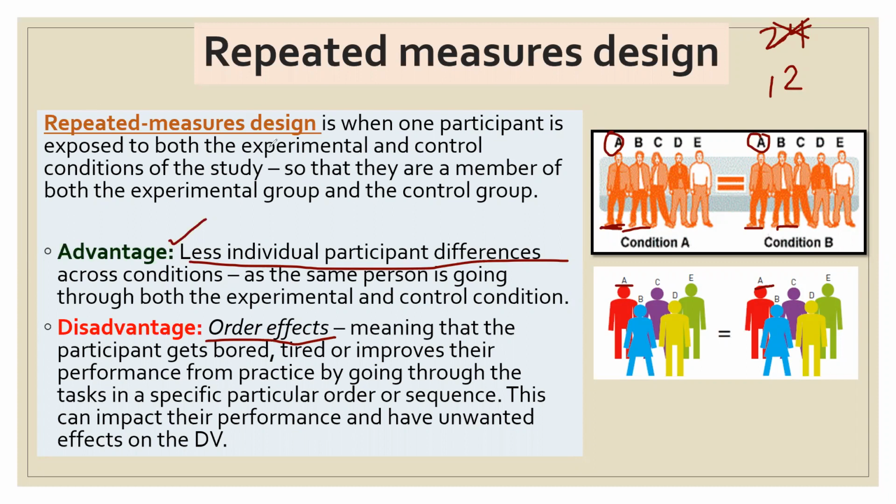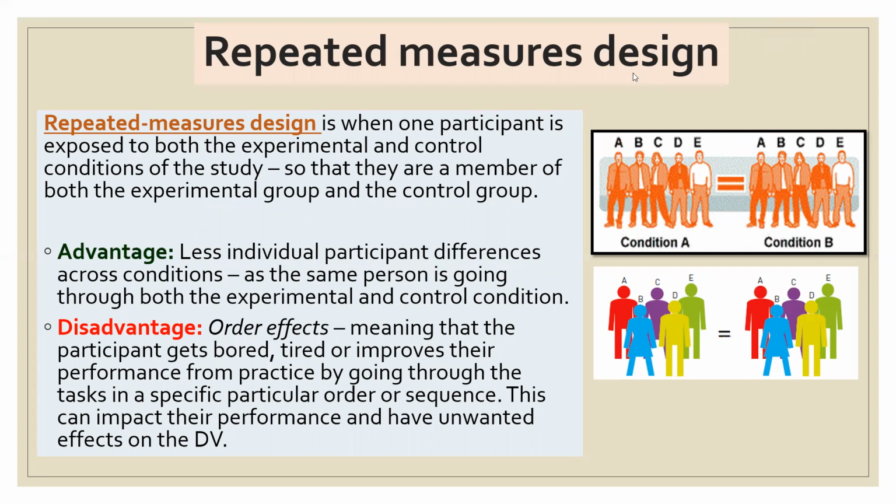Okay, so repeated measures design is when the one participant is exposed to both the experimental condition and the control condition as well. Okay, so they become a member of essentially both the experimental group and the control group, which is the complete opposite of the previous design we looked at, where each participant was different. Okay, in this case, they're equal because they are the same participant in both conditions or across both conditions.